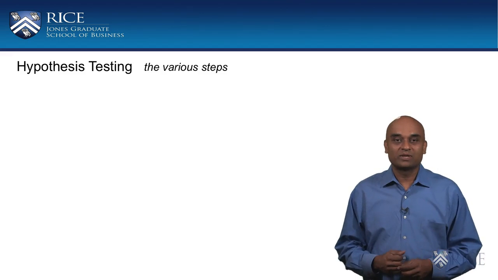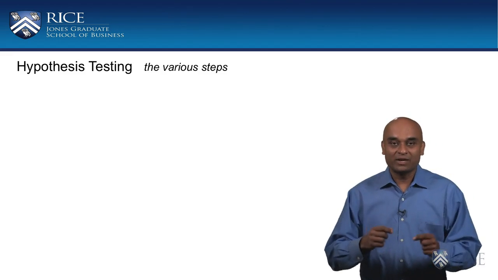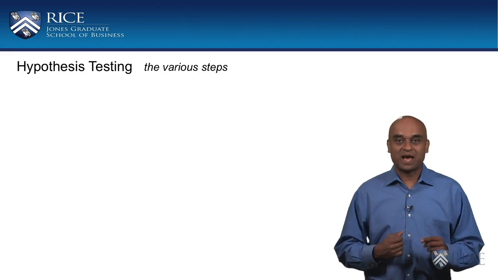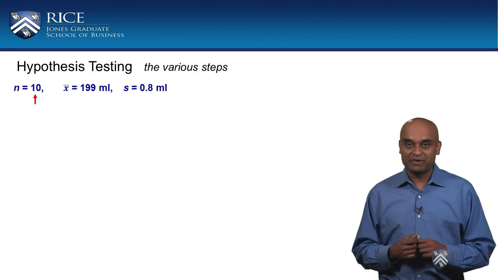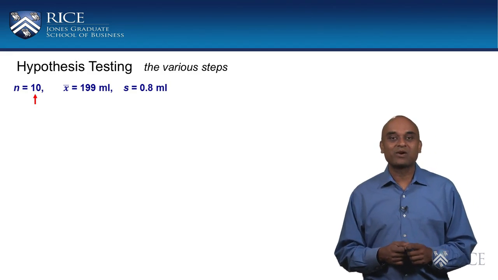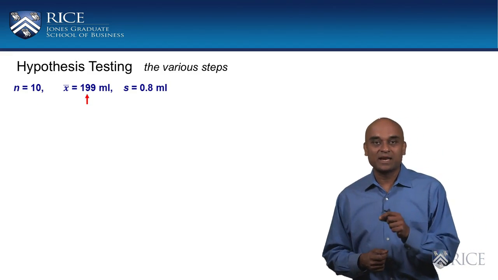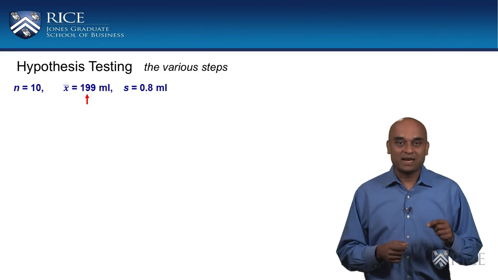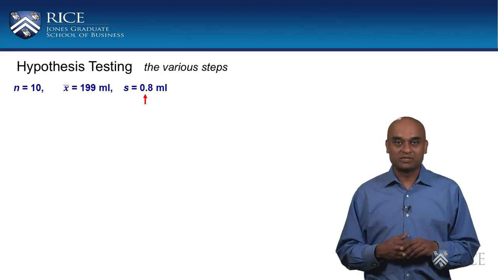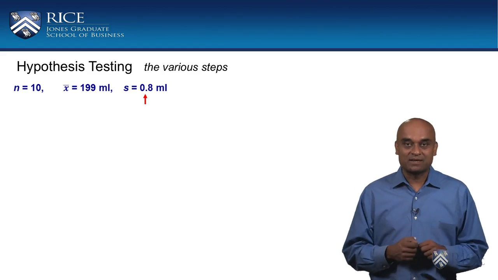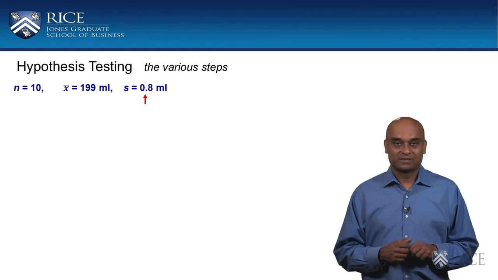Let us now lay out the steps for conducting a hypothesis test. We will continue with the beverage bottle example from the last lesson. Let us say that the sample mean beverage per bottle you get across the set of 10 bottles is 199 milliliter, and the standard deviation or variability of these 10 observations, the sample standard deviation, is 0.8 milliliter.